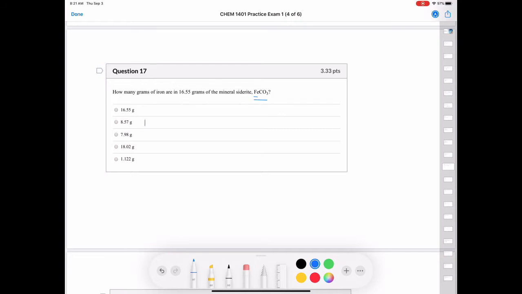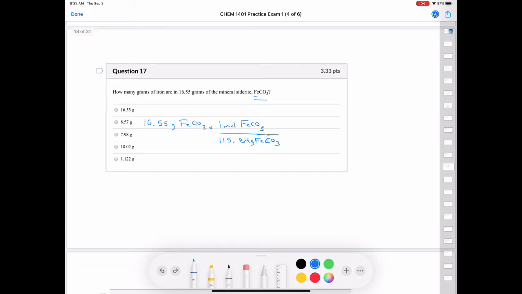For every 1 mole of FeCO3, we have 1 mole of iron, 1 mole of Fe. And so if we use dimensional analysis, we can say we have 16.55 grams of iron(II) carbonate or siderite. And we know that in 1 mole of FeCO3, we have 115.84 grams of siderite, FeCO3. And where did I get this mass from? That's the formula mass, and I calculated that using the periodic table. I added up the mass of 1 iron, 1 carbon, and 3 oxygen atoms.